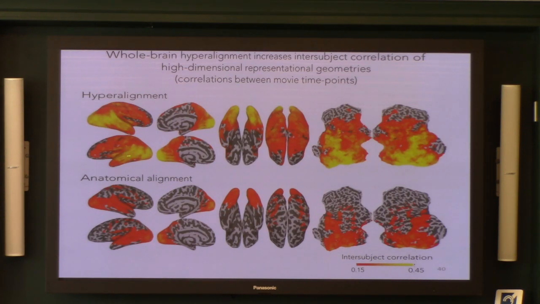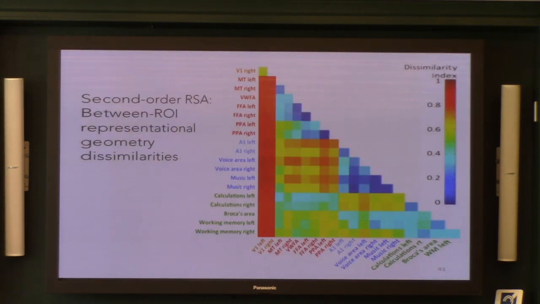So hyperalignment is somehow getting the information in a searchlight to be more consistent across subjects by resampling information from the neighborhood into that searchlight, or sampling information out of that searchlight that is not shared across subjects for that area. So this is a big effect. But we went ahead and then we did something different.